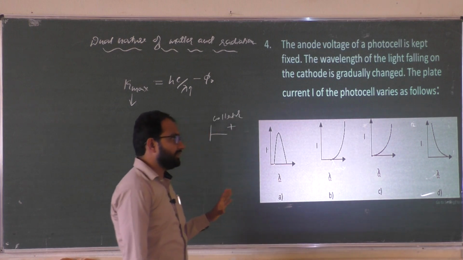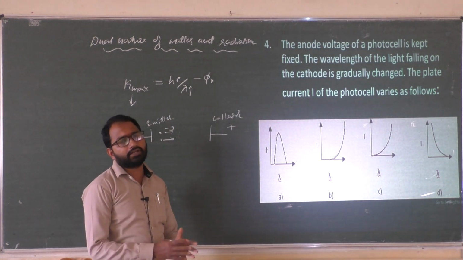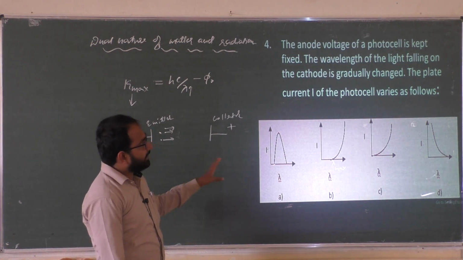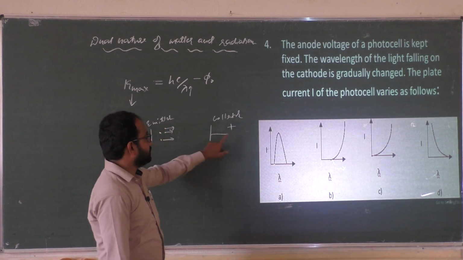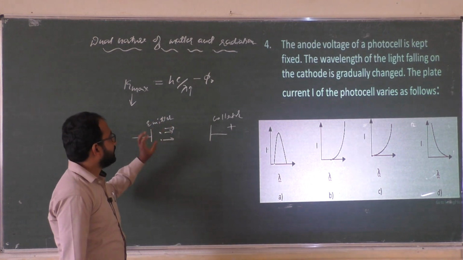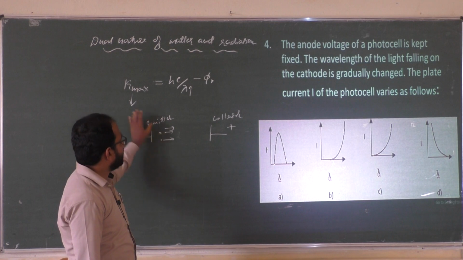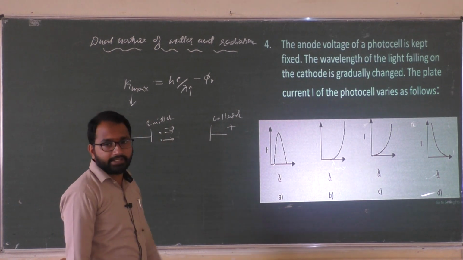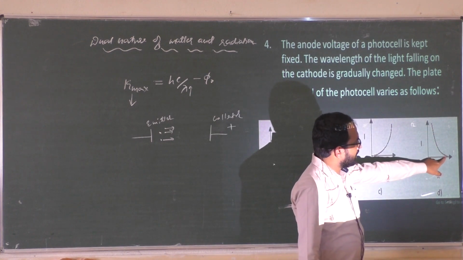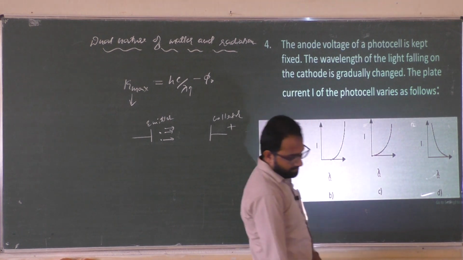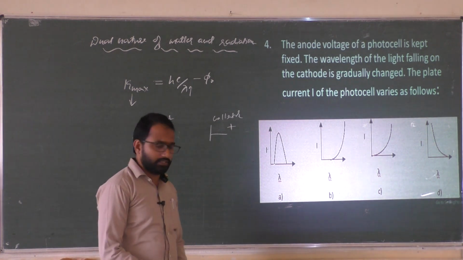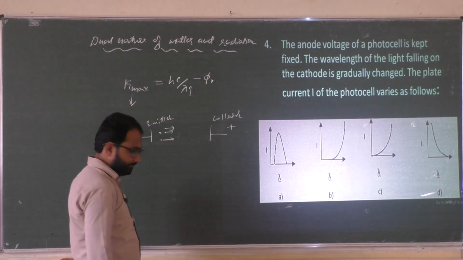Once the threshold wavelength is reached, above the threshold wavelength photoelectric emission does not take place. So at any intermediate stage, you are fixing the anode voltage and increasing lambda, so naturally you are decreasing the kinetic energy of emitted photoelectrons. Therefore fewer electrons will reach the collector plate, and that reduces the current. Current goes on decreasing until lambda becomes lambda maximum. Once the threshold wavelength is reached, current becomes 0. The correct option is D.